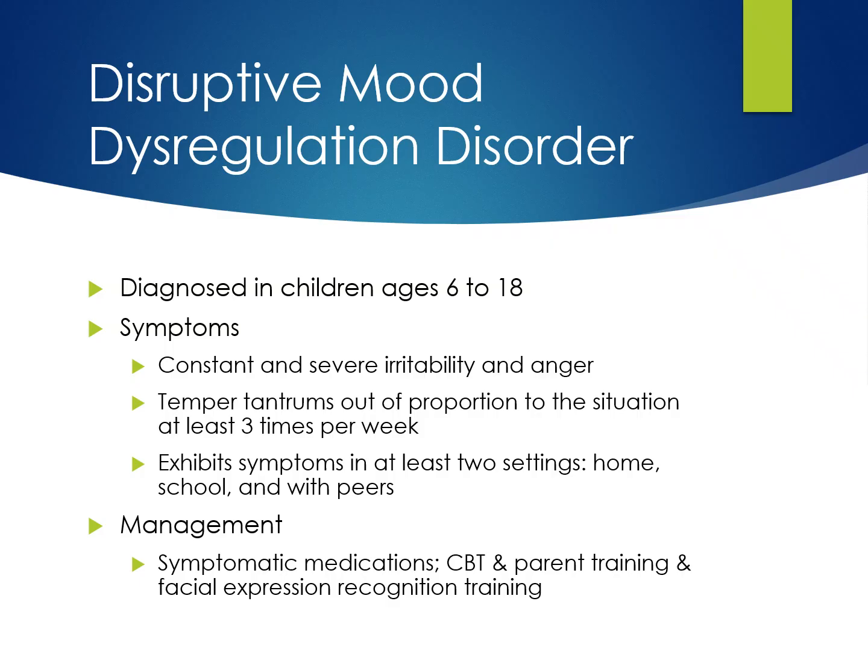Disruptive mood dysregulation disorder is diagnosed in children ages 6 to 18. The symptoms are constant and severe irritability and anger, with temper tantrums out of proportion to the situation at least 3 times per week, and symptoms exhibited in at least 2 settings: home, school, and with peers. Treatment includes cognitive behavioral therapy and parent training, sometimes medication.